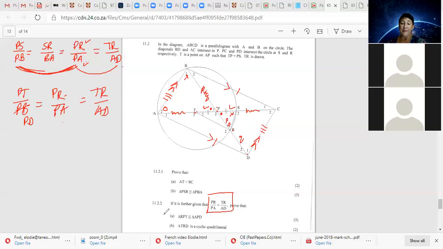All right. Okay, and then you have to prove that ATRD is a cyclic quad. You want to prove that this is cyclic, so you need to think of the theorems to do with cyclic quads: opposite angles are supplementary, exterior angle equals opposite interior, things like that. But seeing as we have just proved that these two triangles are similar, angle P will equal angle P, there it is. Angle PSR equals angle PBA.